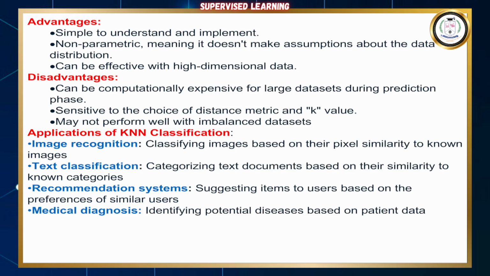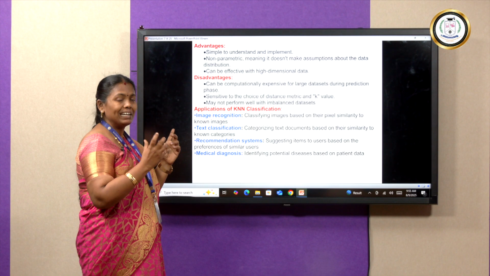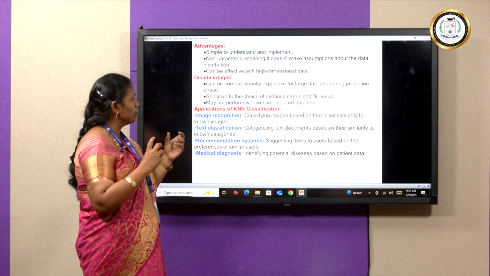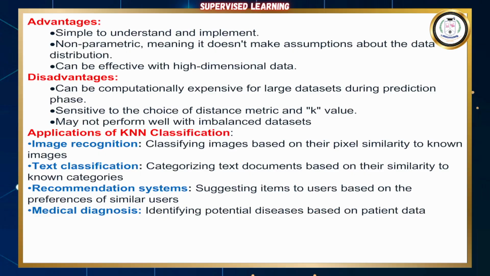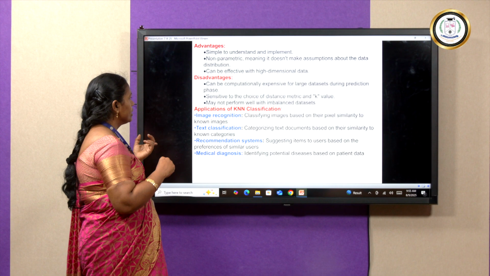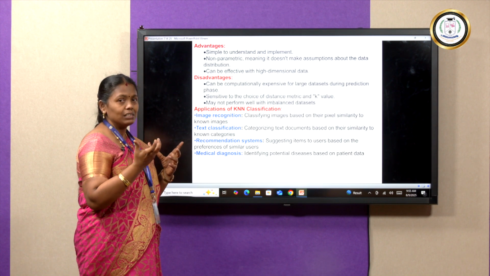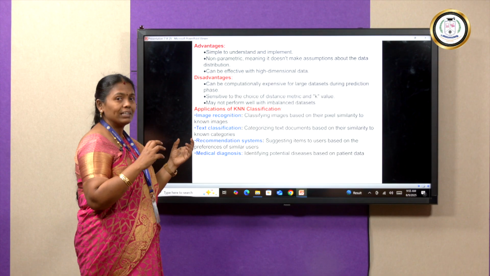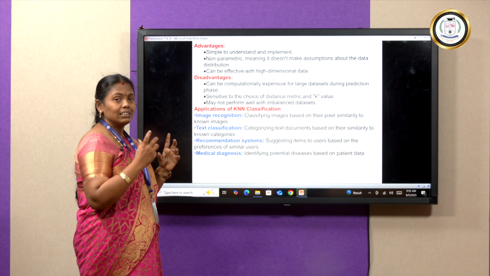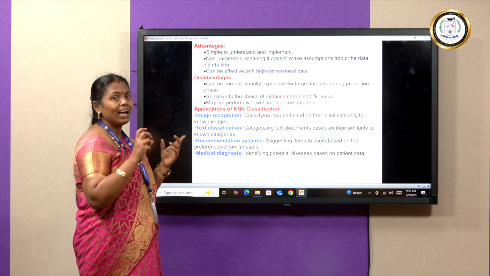So it can be effective with high dimensional data. If you want big data analysis, we can go for this k nearest neighbor. The disadvantage is that it can be more computationally expensive for large data sets during the prediction phase, right? It is also sensitive and may not perform well on an imbalanced data set. If the data set is balanced, you can get a very good result. If the data set is not balanced, maybe you will not get an accurate resultant value.